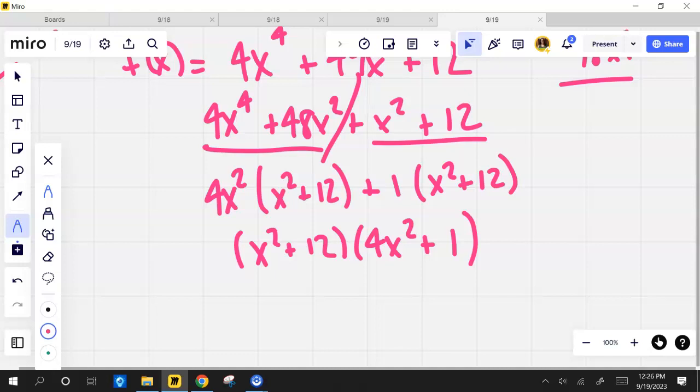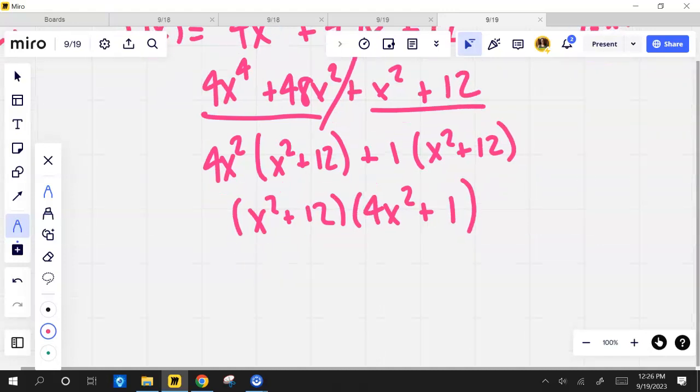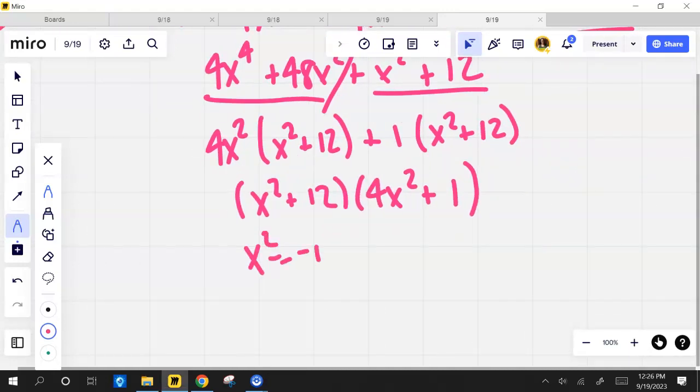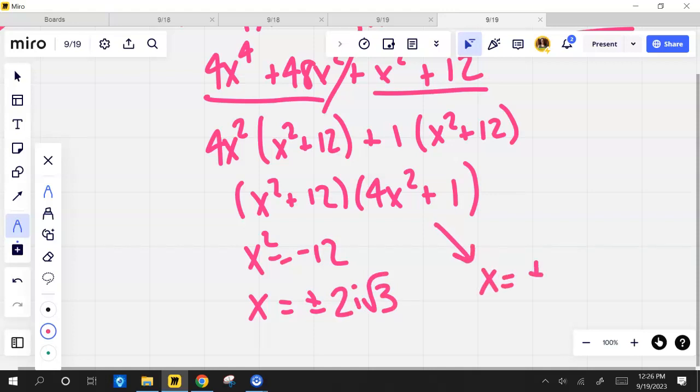All right, now I got to find all the zeros. So I'm going to set each one equal to 0. X squared is negative 12, so that means x is plus or minus. I got to take an i out, right? So 2i root 3. This one's going to be 1/2 i. We take the square root of it, right? Yeah. It goes after a number or before a radical.